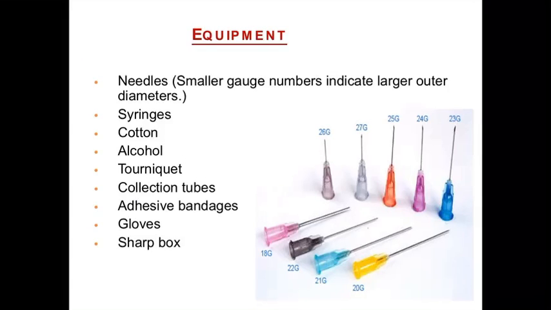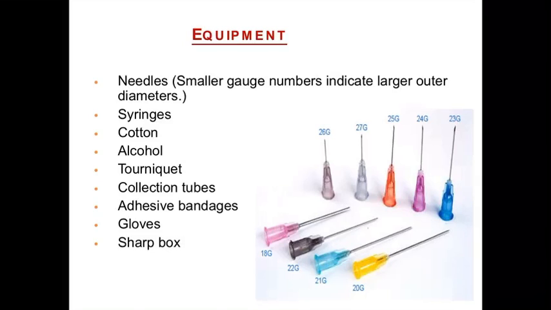Now, what is the equipment we need for the blood collection? First is a needle. A needle has a number called the gauge number. The smaller the gauge number, the larger the outer diameter. In this figure, we can see the needle numbers: 26G, 27G, 25, 24, 23, 20, 21, 22 and 18. The smaller the number, the larger the outer diameter.